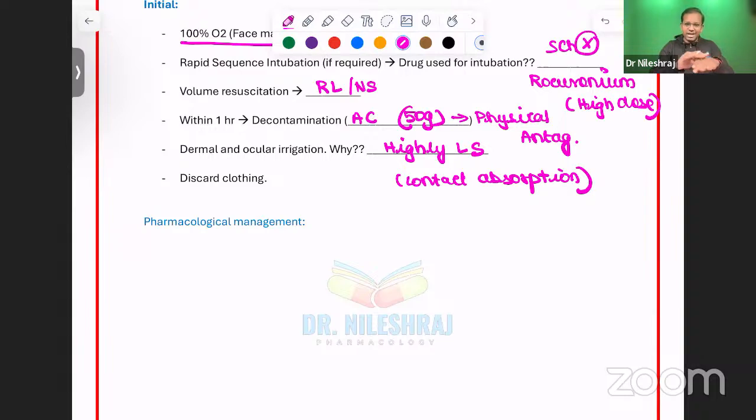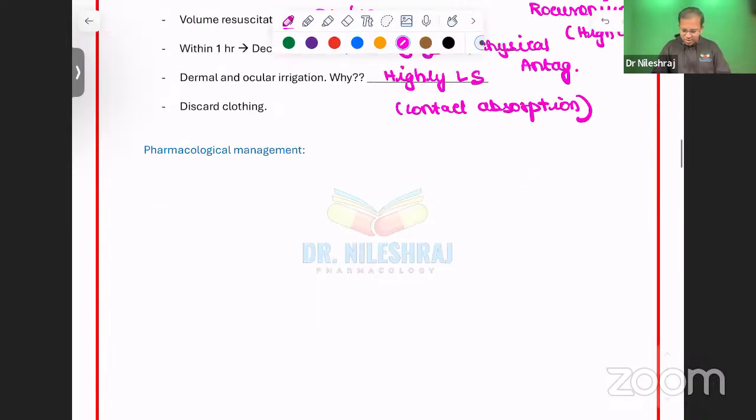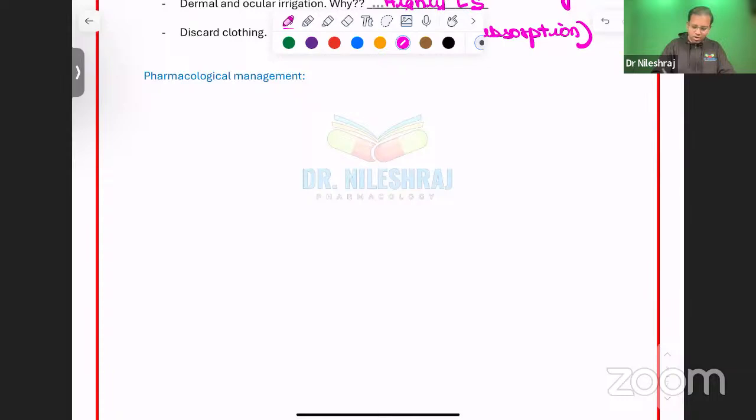That's why dermal irrigation of the exposed areas is done. Whatever OPC has been thrown onto the skin has to be washed off to prevent further entry of the drug into the blood vessels. The last one, discard the clothing. Good. These are the non-pharmacological managements. Moving on to the most important, pharmacological management.